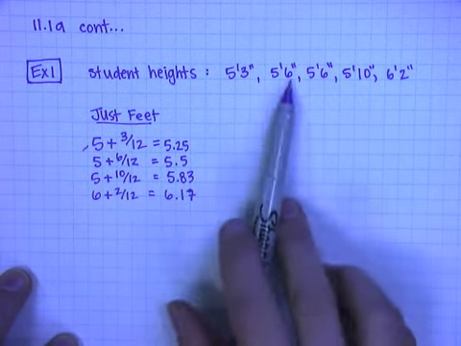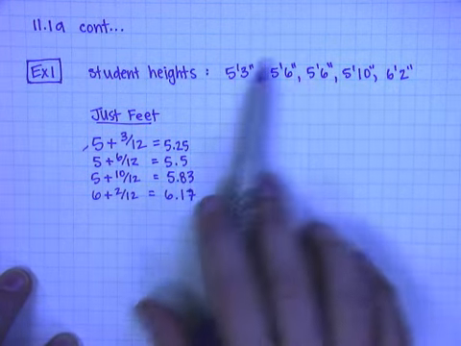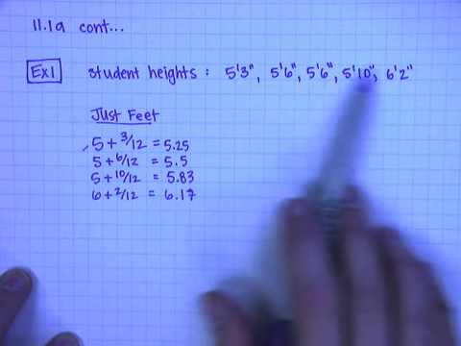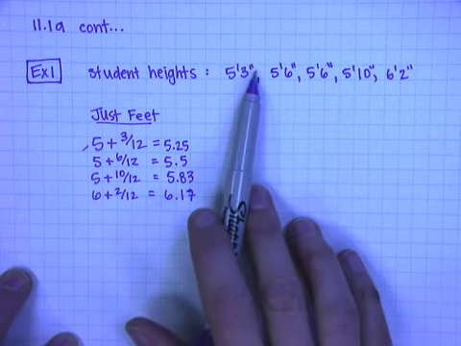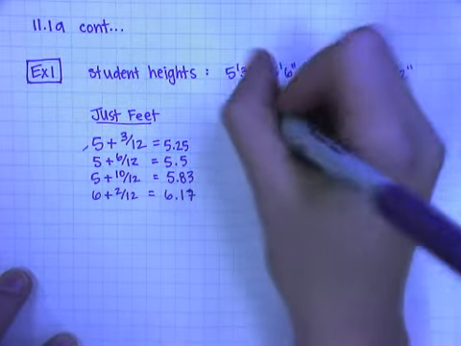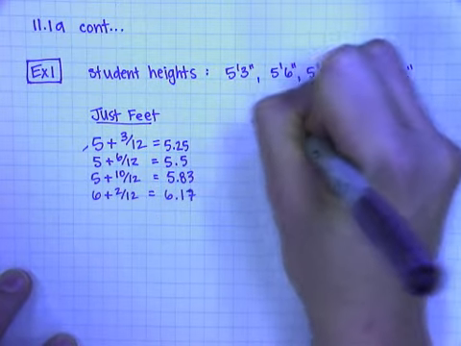You can't just turn these to decimals. It doesn't work that way because this is base, no, it's not base 12, but it's every 12 inches is a foot instead of every 10 inches is a foot. You could also turn them into just inches.